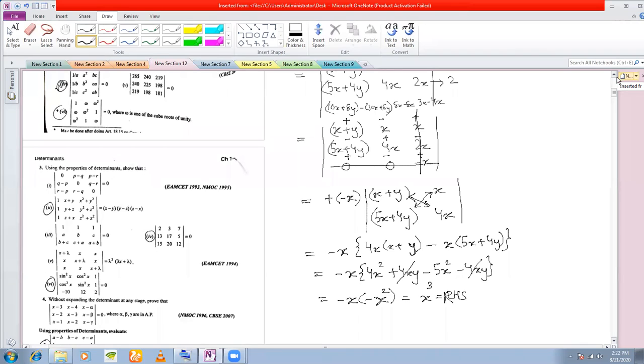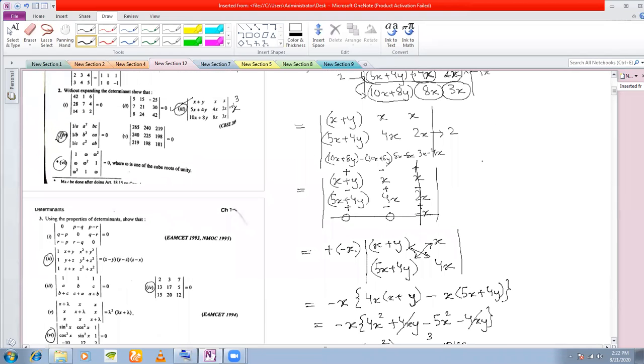And of course, you will have to give your reasons. The reason here was subtracting 2 times the second row from the third row. Okay, and this is just simplification. Here your reason is expanding by the third row.